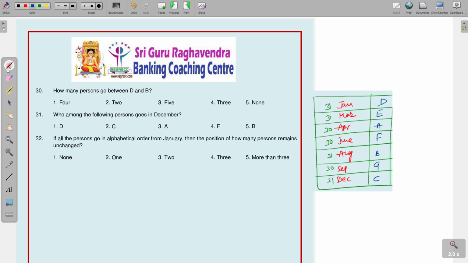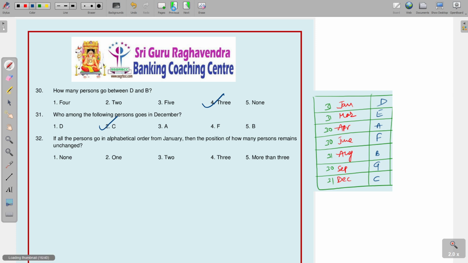How many persons go between D and B? So between D and B there are 3 persons. Who among the following goes in December? December, that is C. All the persons are in alphabetical order from January. How many positions remain unchanged?